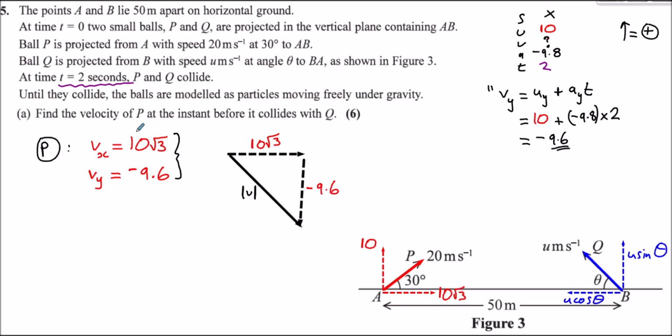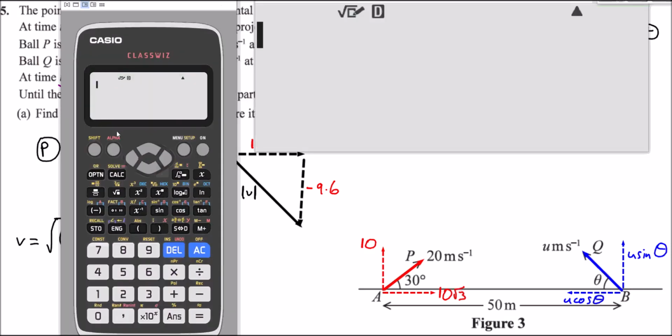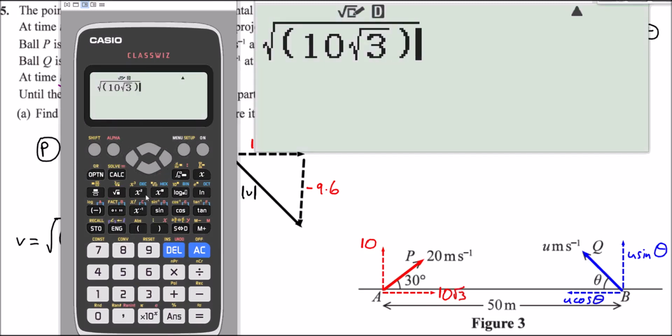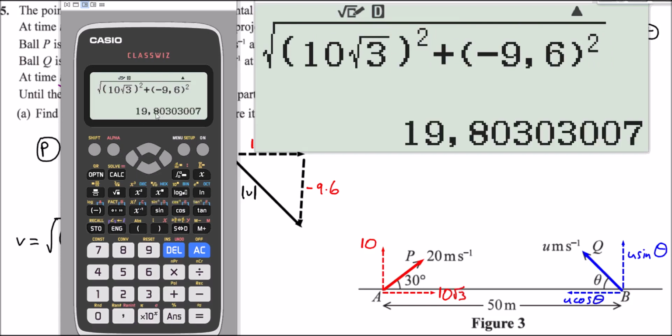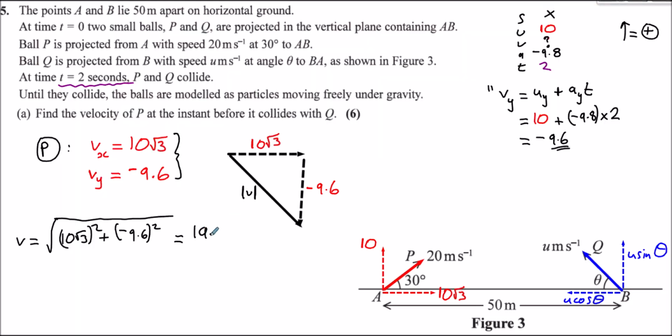So for part A, I can say the velocity of p is going to be the square root of 10 root 3 all squared, just using Pythagoras, plus minus 9.6 all squared, and all that square rooted. You don't need to put a minus, of course, but just to keep it in terms of exactly how I've written it down, I get 19.8. So to three significant figures, I've got 19.8 meters per second.